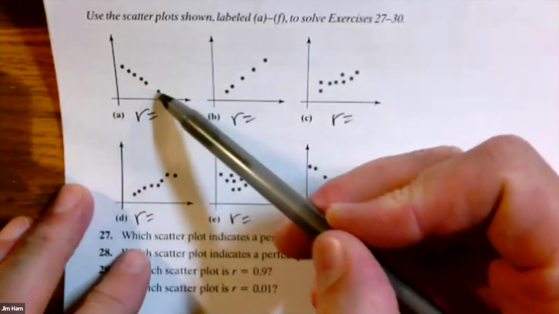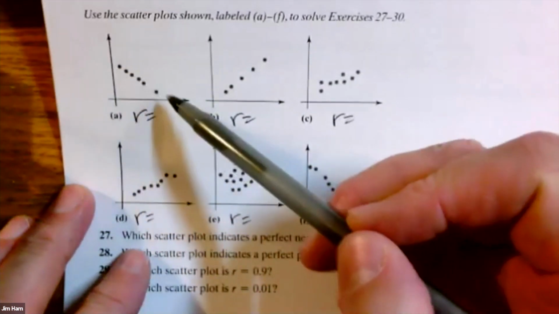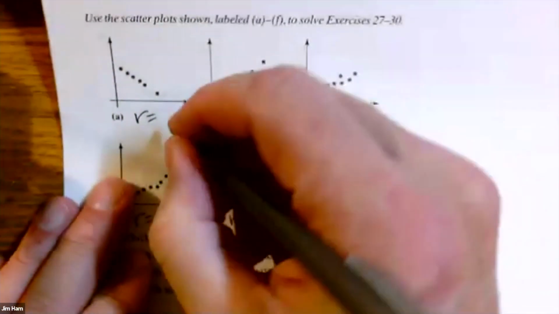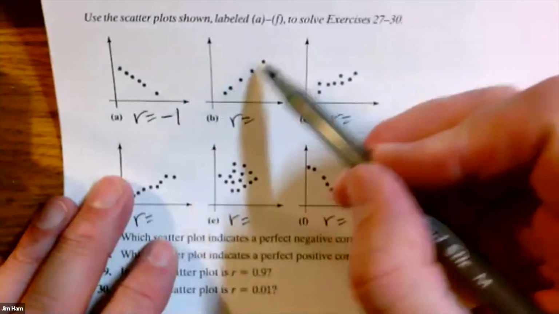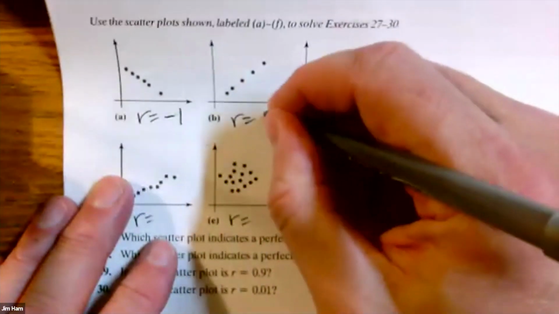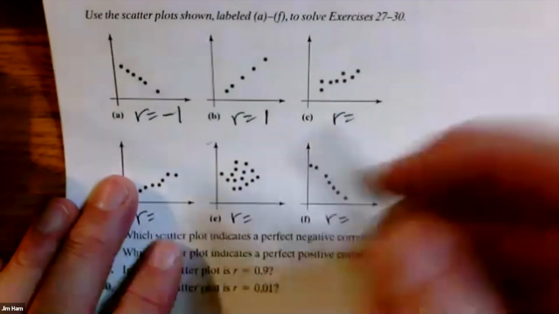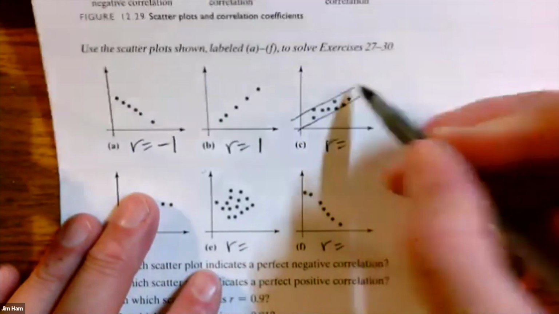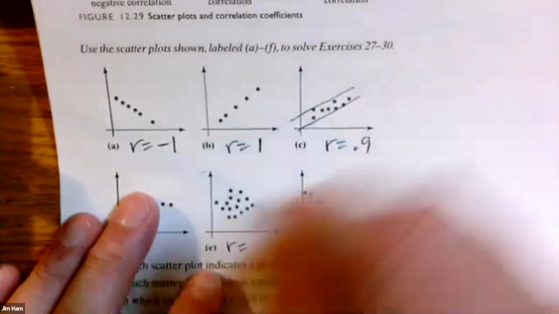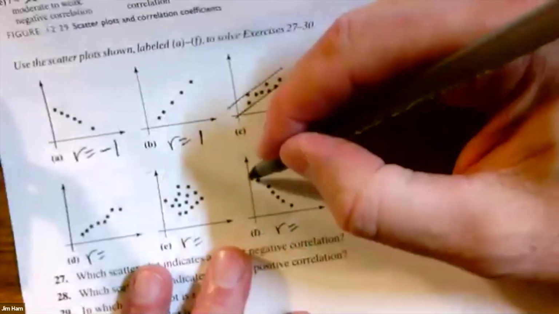This one here, all of these points fall on the same line, on the line of best fit, but it's a downward trend, so this one would be -1. This one, perfect linear relationship increasing, +1. This one here, you've got this very skinny upward trend channel. This is probably 0.9.